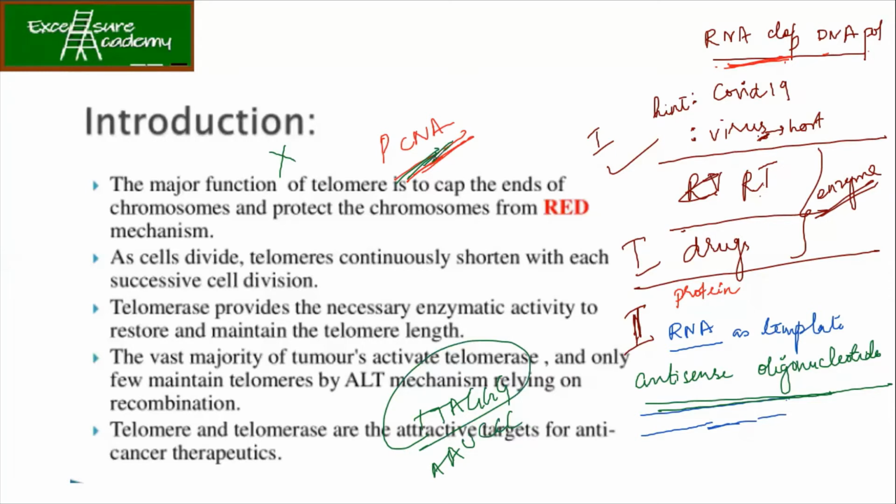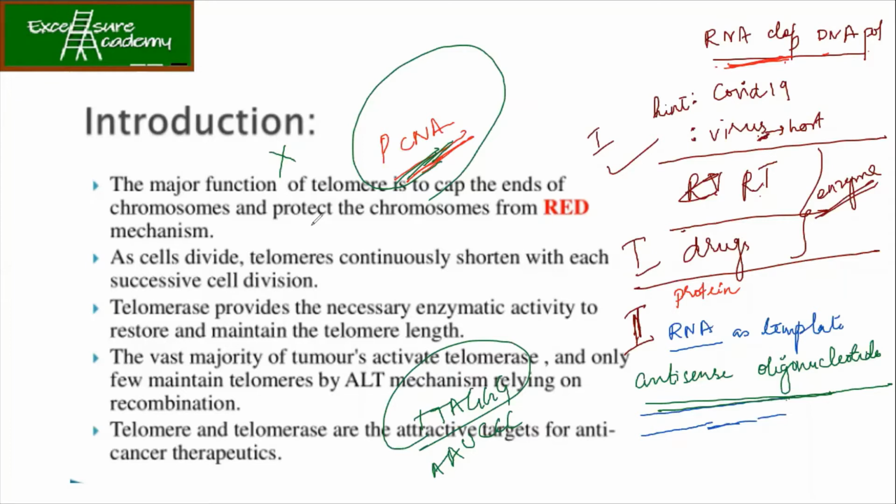But the problem with PCNA is that it is also involved in other mechanisms, normal cell cycle regulation. Correct? So if I target PCNA, it is going to affect the entire normal cell growth also. So along with the cancer, you are also targeting the normal cells. So eventually what will happen? The person is going to die. So we have to think about which protein we can make a target, okay? Simple: it should be only affecting the cancer cells and not your normal cells.